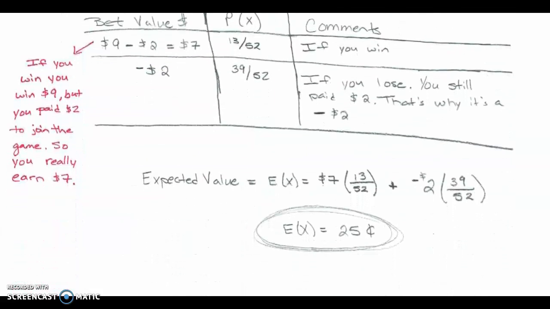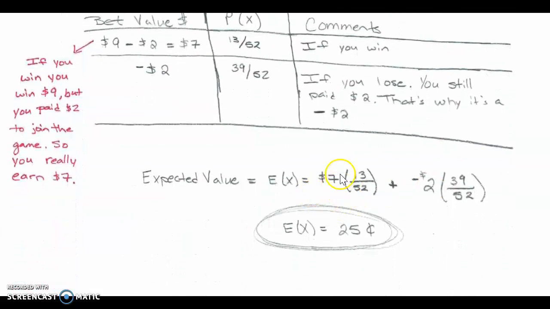Okay, so to find the expected value of this, I'm using the $7 if I win, times the probability if I win, plus the negative 2, because I lost $2, if I don't pick that spade, times its probability. So when I compute all of this together, I end up with 25 cents. So your expected value is 25 cents off of this game.